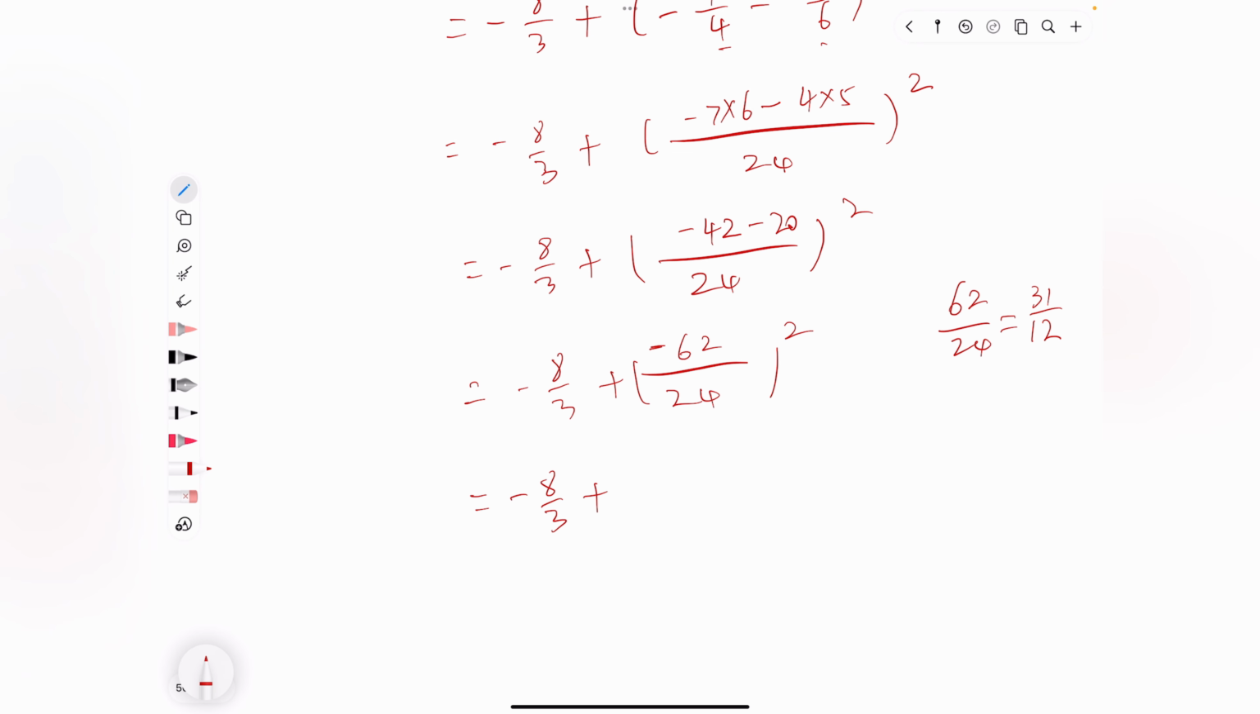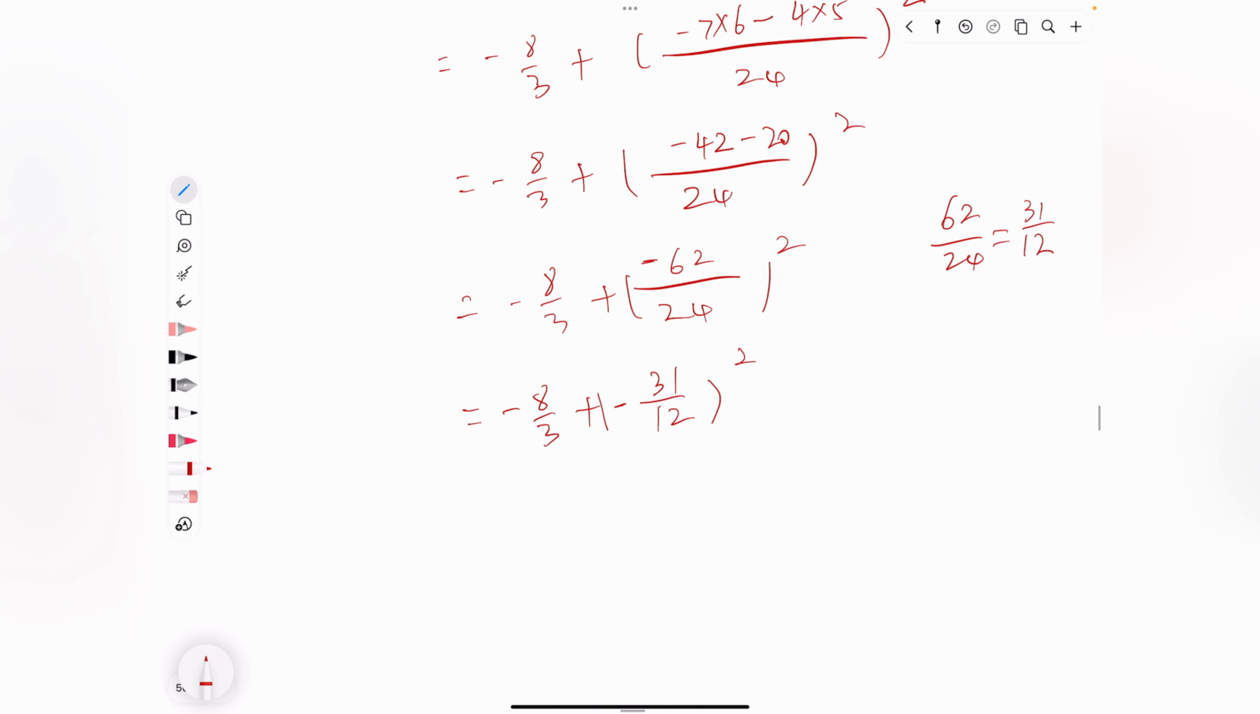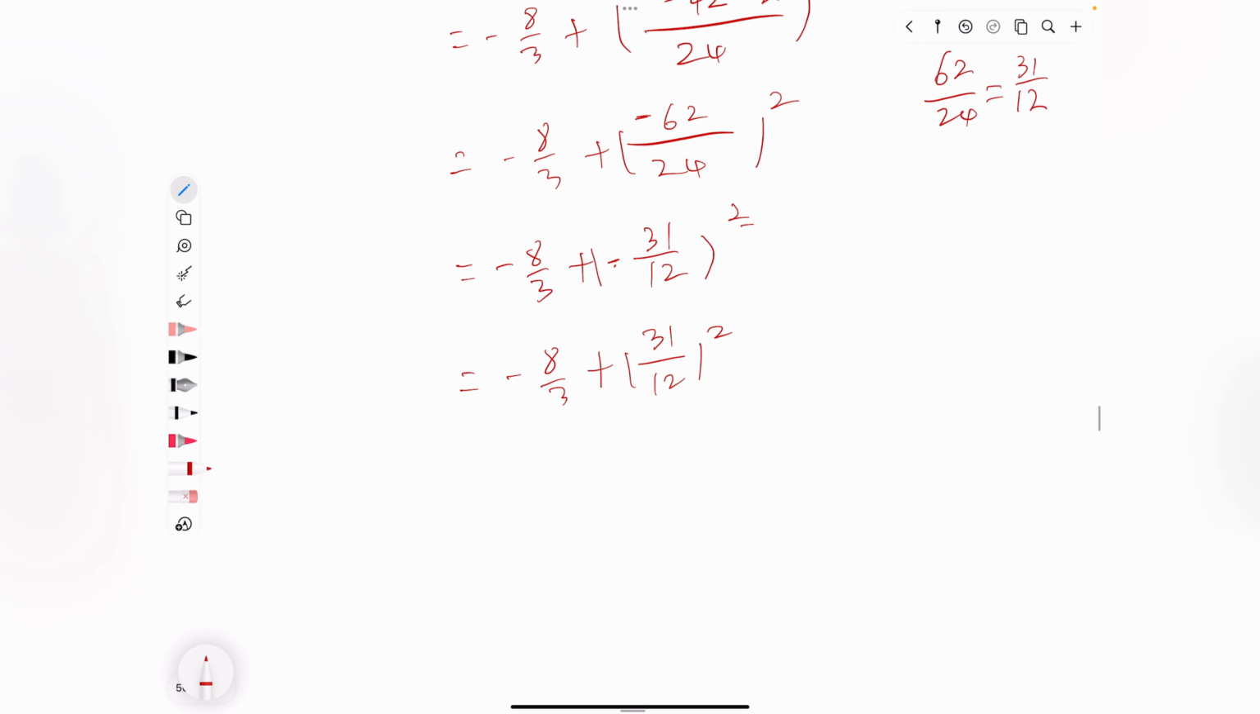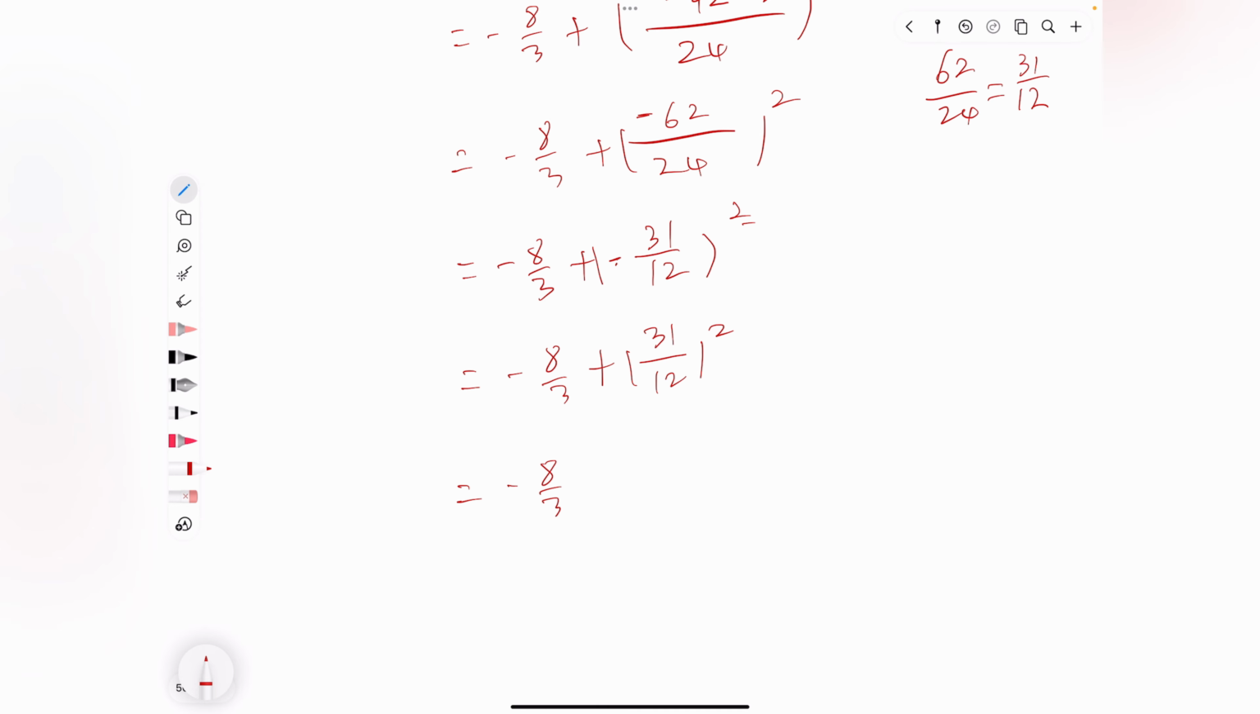Minus 8 over 3 plus 31 divided by 12 is negative. And we have square here. So that will be negative 8 over 3 plus. Since this is even, so we can get rid of this negative sign. So it's 31 divided by 12 square. Negative 8 over 3 plus 12 squared is 144.